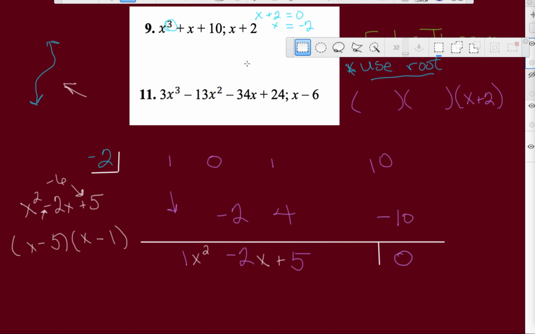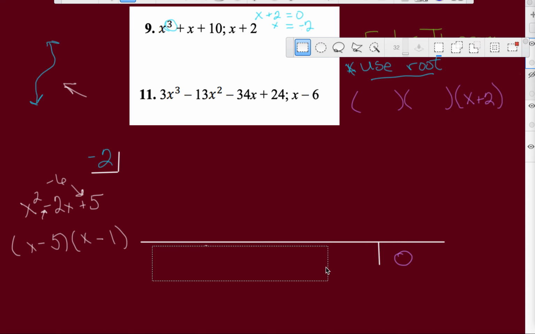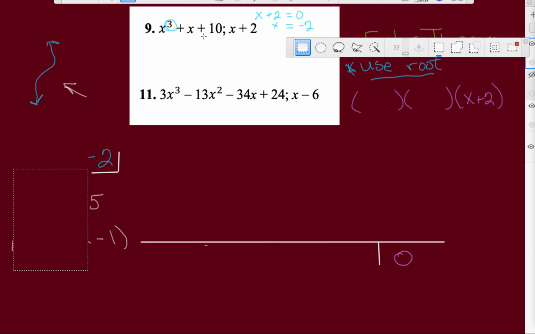Let's try the next one, because it's probably going to be a lot better. So let me start getting this stuff out of the way. That won't work. I'm not having a good day today at all. Making my life tough.